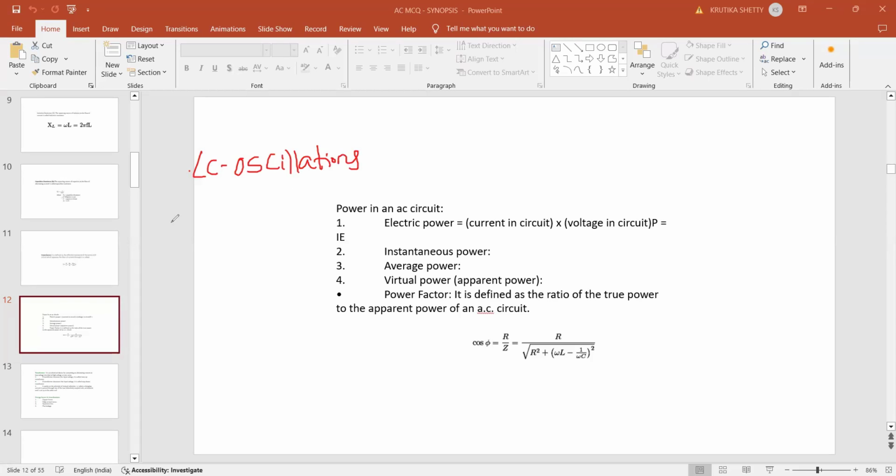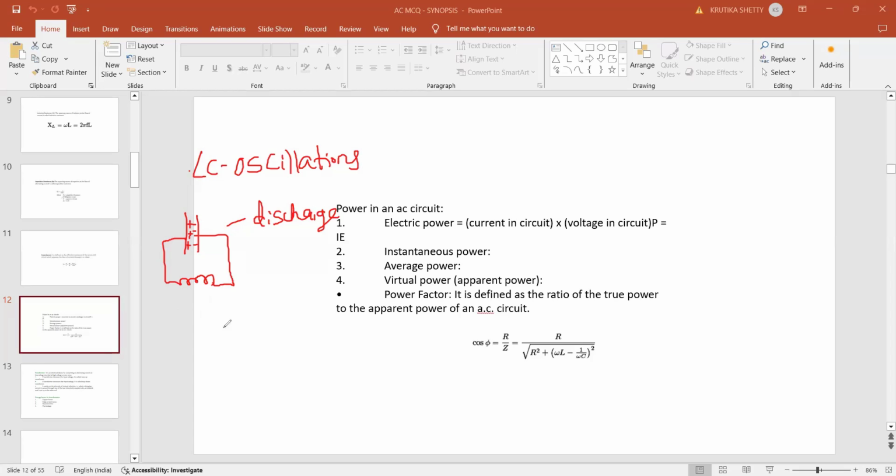So what is LC oscillations here? When a charged capacitor is allowed to discharge through an inductor. So here you have a charged capacitor, with one plate positive and one plate negative. Okay. So when this capacitor is connected to the inductor, the capacitor is allowed to discharge through this inductor. Electric field oscillations are produced here.